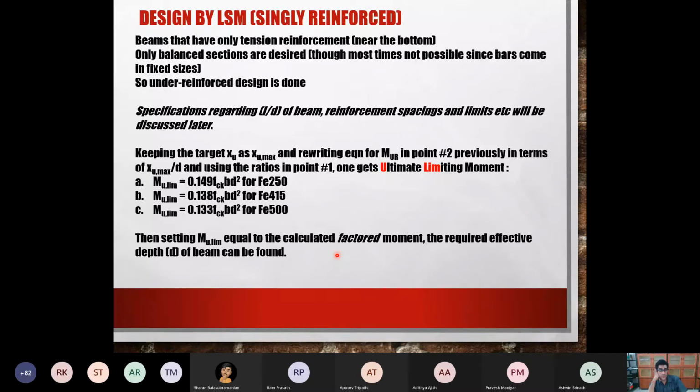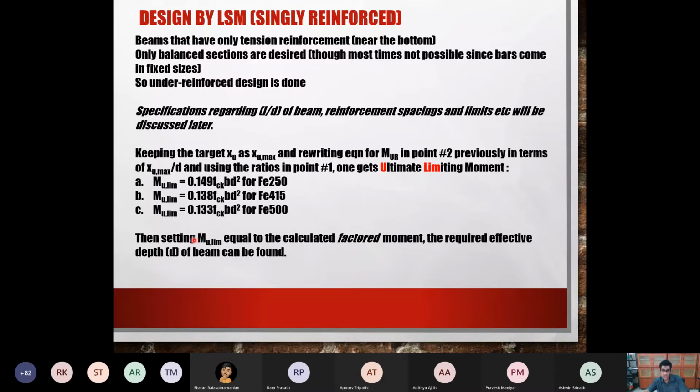So if it's a single load, what is the factor? Single gravity: 1.5. Okay. If it is gravity load combined with lateral loads, what is the factor? 1.2. So whatever that factor, you use that factor for the loads and then find the moment. That is the factored moment.